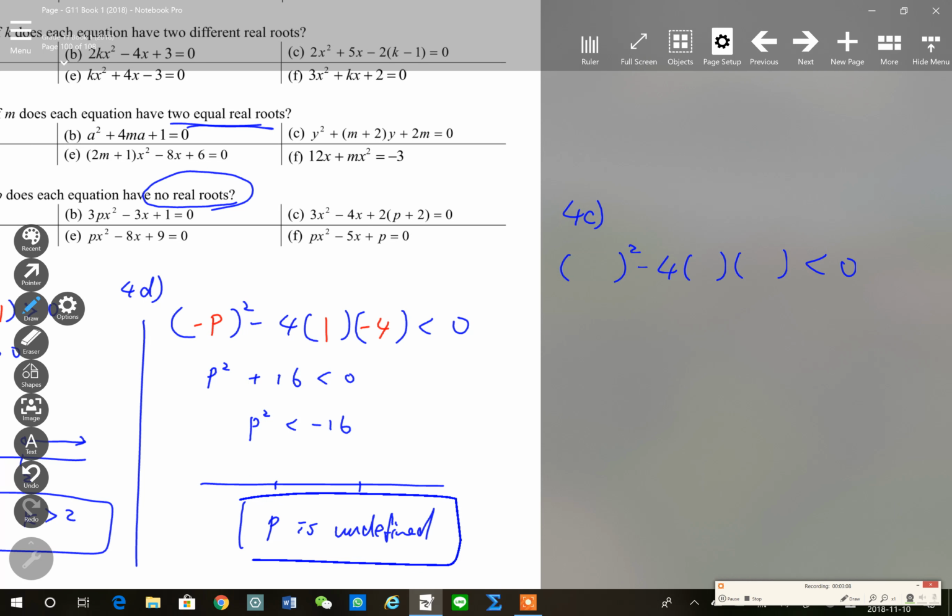So what goes in here? 3x squared. Here should be the B. Which one is the B? While doing this question. Is that a question you're asking? Negative 4. Yeah, so you should put negative 4. And what's the A? 3. Okay, and what's the C? 2 bracket P plus 2. Okay, so we'll just multiply that in. So it'll be 2P plus 4. Make sense?